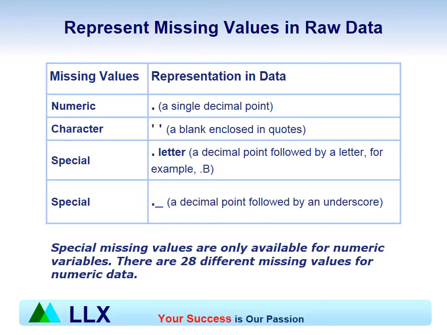There are many different ways to represent missing values in raw data, depending on what type of value it was. A numeric missing value is displayed as a period, while a character missing value is displayed as a blank enclosed in quotation marks. There are also special missing values, but they are only used for numeric variables. These special missing values can be expressed as a period with a letter or as a period with an underscore.